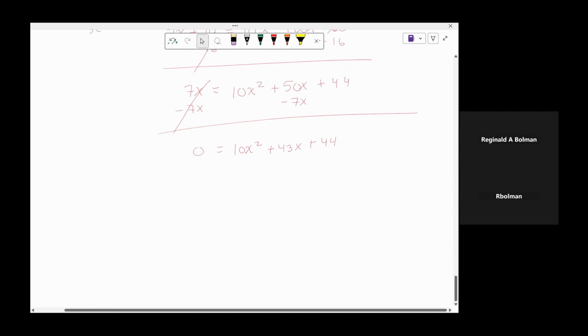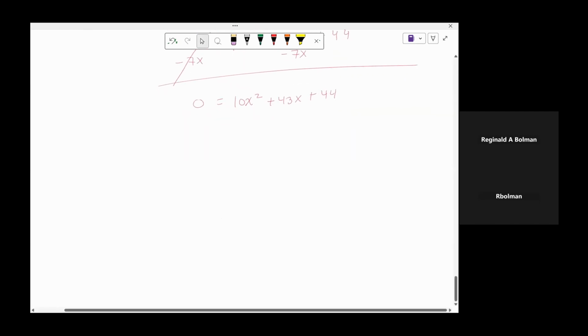Now, my bet would be that we cannot actually do this using the factoring by grouping method. But you could go to the side of your page. You'll do 44 times 10. That's going to give you 440. And then you would try to see whether or not the factors of 440 could indeed add to 43.